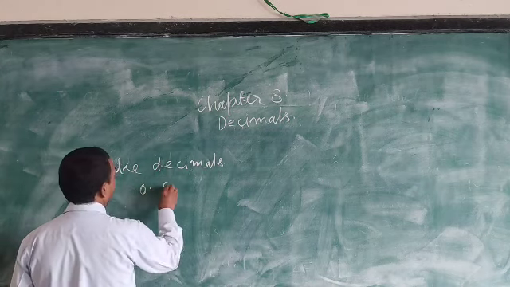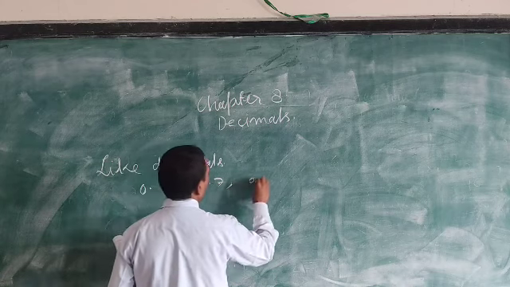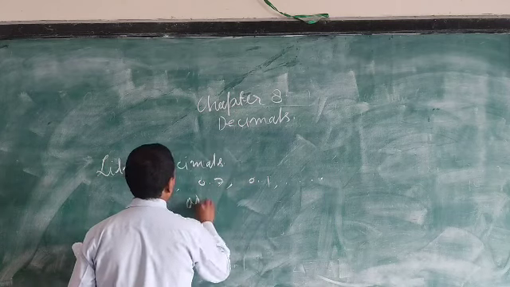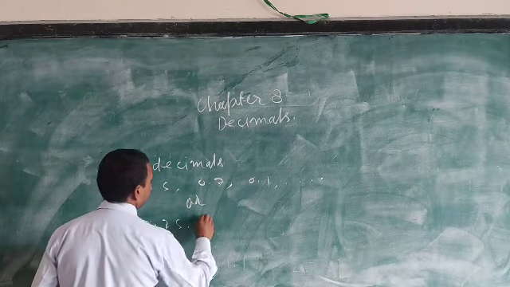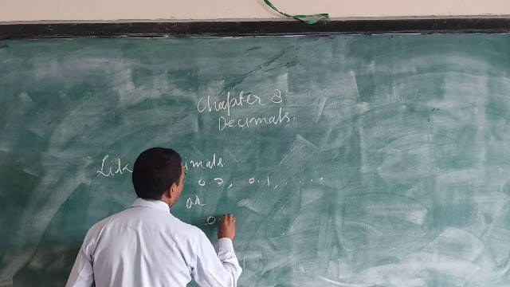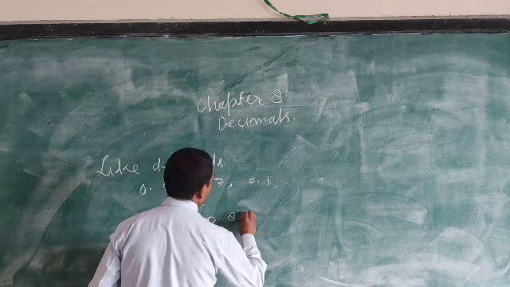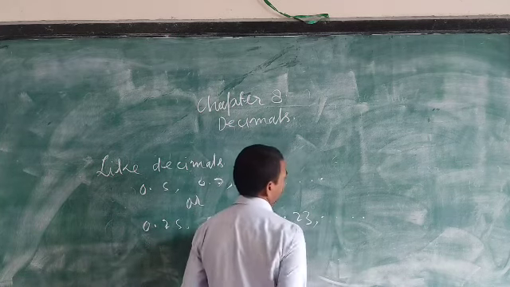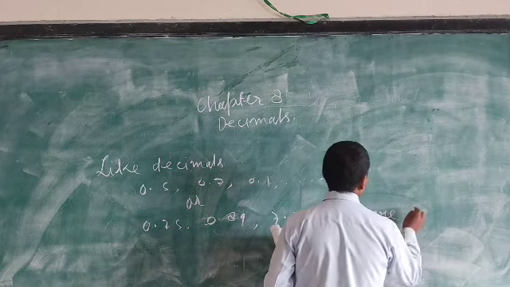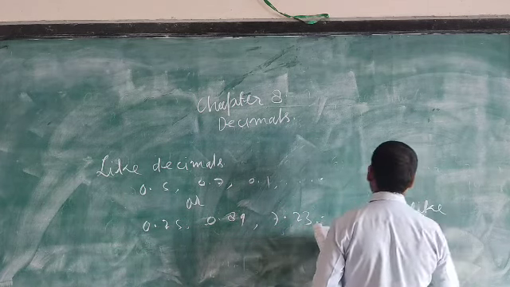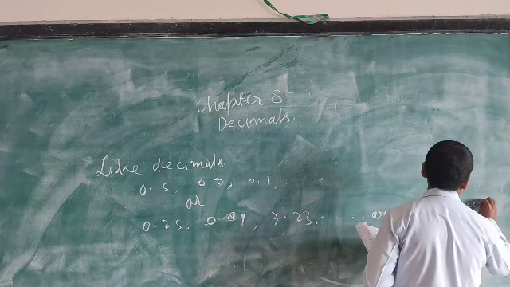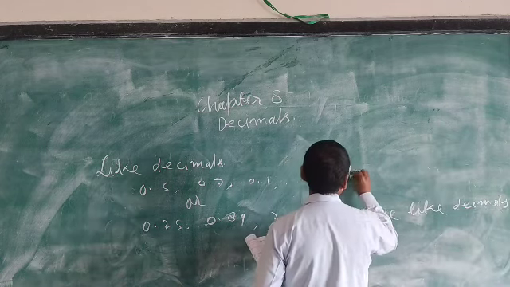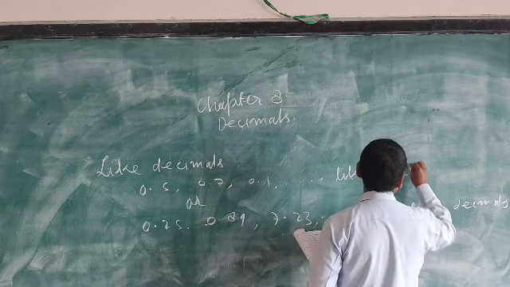Suppose I write 0.5, 0.7 and 0.1, they are examples of like decimals. 0.25, 0.89 or 7.23, they are also examples of like decimals. These are also like decimals.